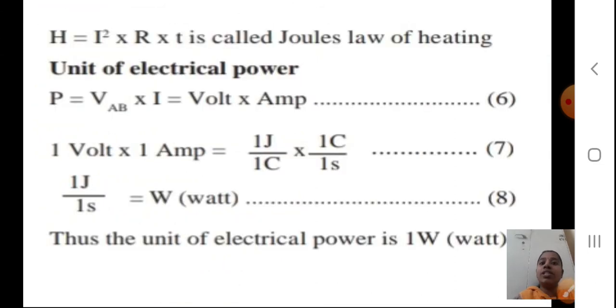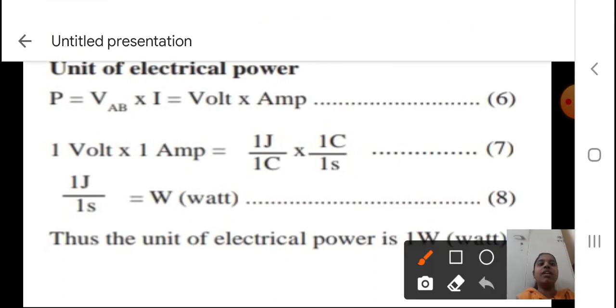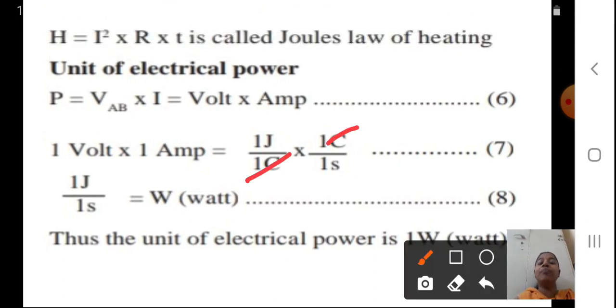Yes, so H is equal to I square RT is called the Joule's law of heating. Unit of electrical power: P is equal to VAB into I. You have this, so volt into ampere. So 1 volt into 1 ampere, how can you write it? 1 joule upon 1 coulomb multiplied by 1 coulomb upon 1 second. If 1 coulomb gets cancelled out, what is remaining? 1 joule upon 1 second, which is equal to watt.